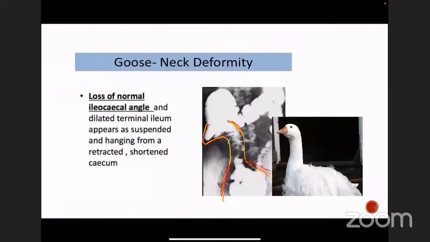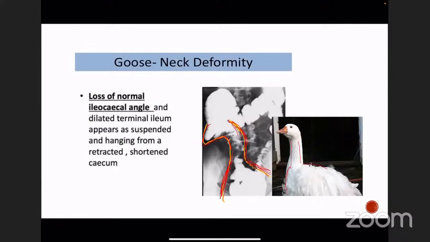So, what is gooseneck? You can see here, this is the goose. He has a thinned out neck with a huge body behind. A similar thing is here. A proximal dilated ileum is lying just below this conical, thinned out cecum, with the lost ileocecal angle, and distally the ileum is thinned out and narrowed down.